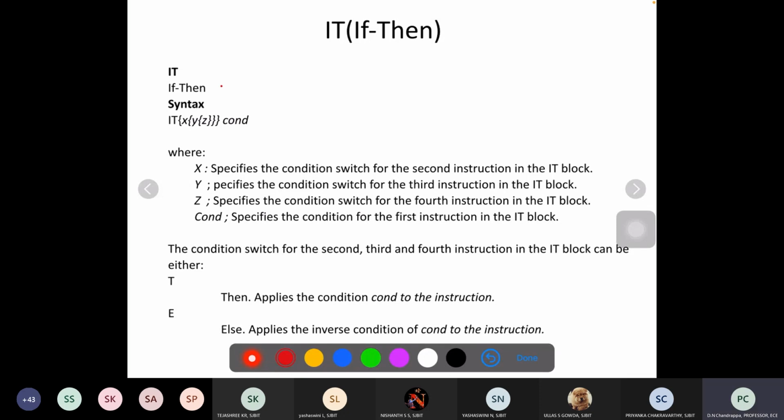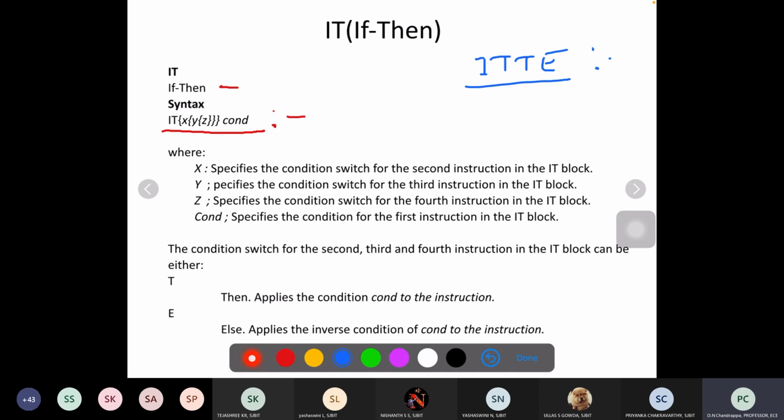Now I'll come to that here. IT, for if-then, the syntax will be here. Please all of you look into this. The syntax is IT, I for if, T for then, and the conditions. We have three conditions, X, Y, Z. What is X? The X specifies the condition switch for the second instruction in the IT block. Sometimes we use here ITTE. For reference, in the future class I am using this.